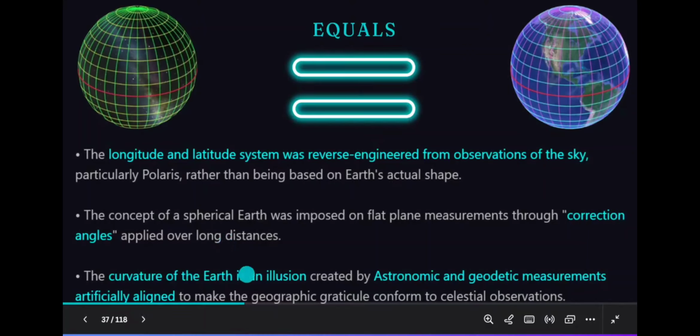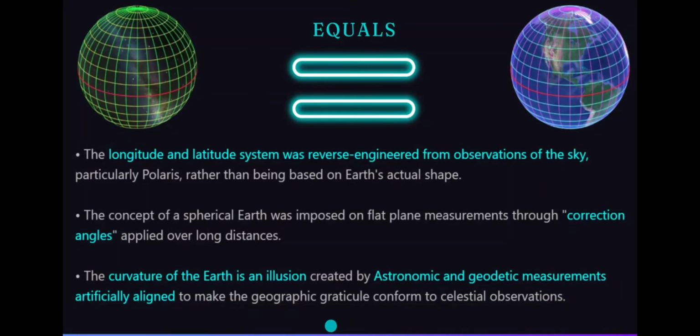So then the premise of a presentation becomes: the curvature of Earth is an illusion created by astronomic and geodetic measurements artificially aligned to make the graticule conform to celestial models. That's essentially the premise of what I'm putting forth here.